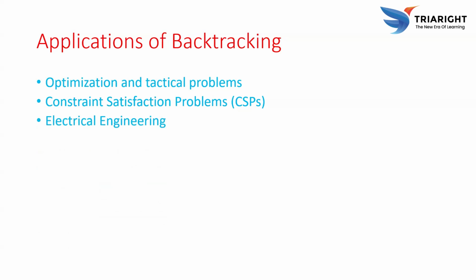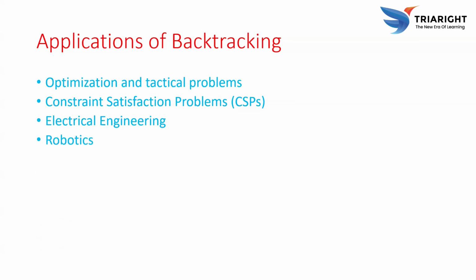In electrical engineering, backtracking can be used in circuit design and verification. For example, in designing integrated circuits, ICs, placing components on chips or routing connections often involves satisfying numerous spatial and electrical constraints. Backtracking can explore different layouts to find one that meets the specific requirements, right?